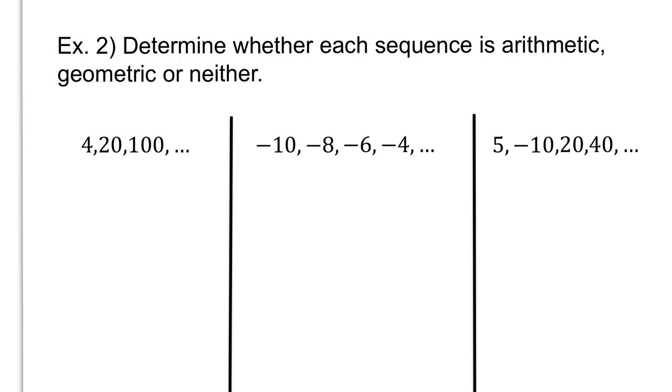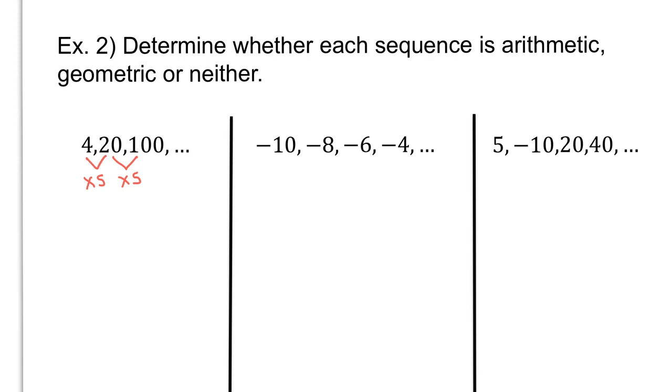So common sense, number sense, or you can check if you're adding or multiplying by doing the little division or subtraction. But if you think about it, how do you get 4 to 20? One way is by multiplying by 5. 4 times 5 is 20. Now check again. You need to check if you multiply by 5 again, do you get the next number? So I'm just going to check here. 4 times 5 is 20, and 20 times 5 is 100. Oh, that works. So since we are multiplying, this sequence is geometric.